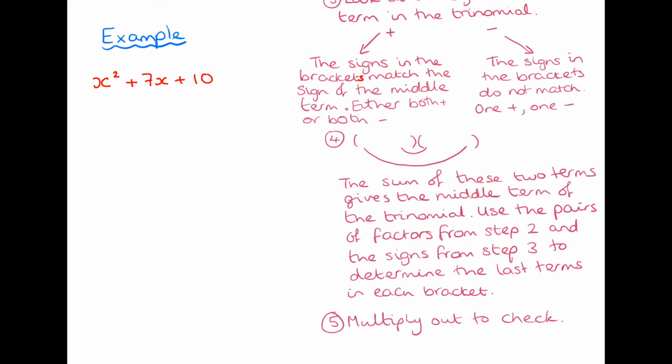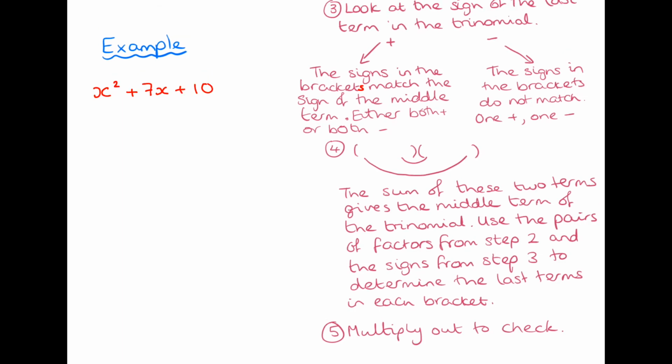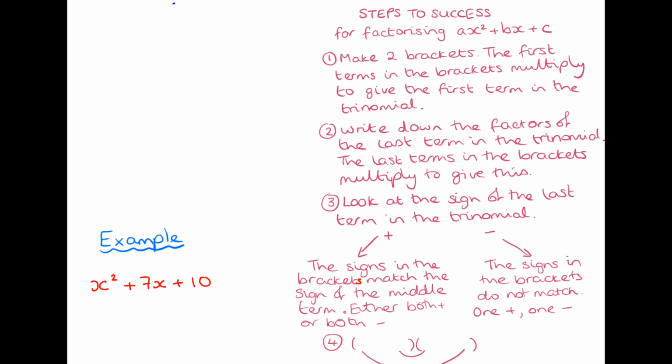So we're going to follow all these steps all over again. First of all, make two brackets. So we're on step 1, make two brackets. Done that. The first terms in the brackets multiply to give the first term in the trinomial. So we need something in the beginning of our brackets that's going to be this times this gives the first term of our trinomial. So that must be x and x to give us x squared. So we've done part 1.